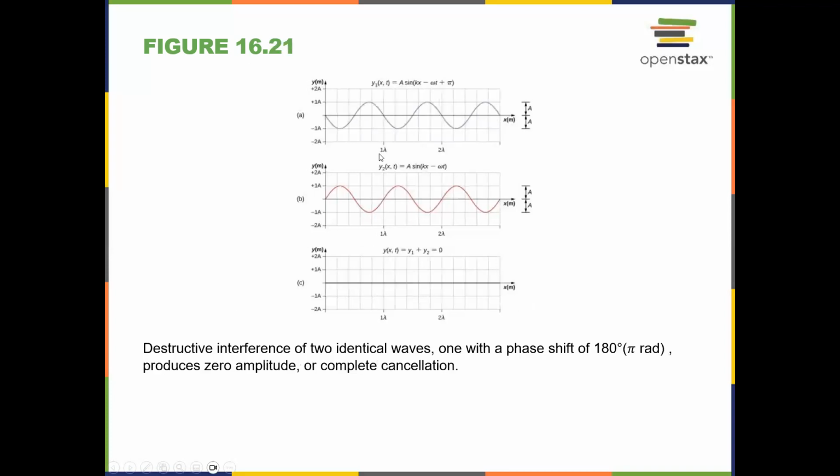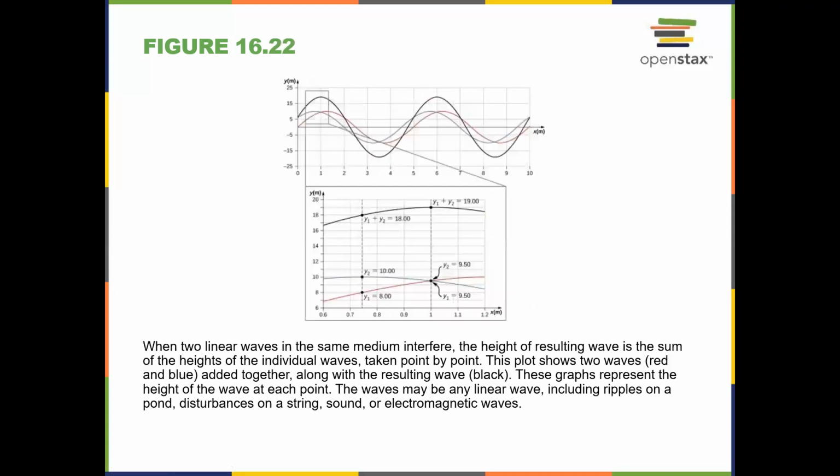These two waves are out of phase, so they're the exact same wave, only here's a trough and a peak, and they add to 0. Here's a peak and a trough, they add to 0. Here's a trough and a peak, they add to 0. So they add algebraically. And any two waves will add like this.